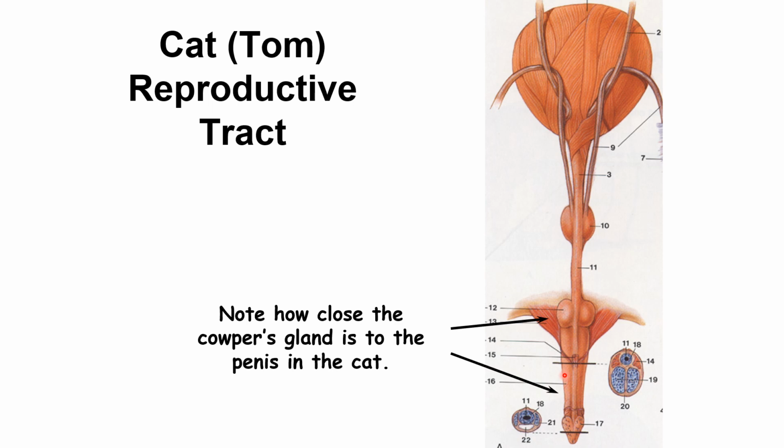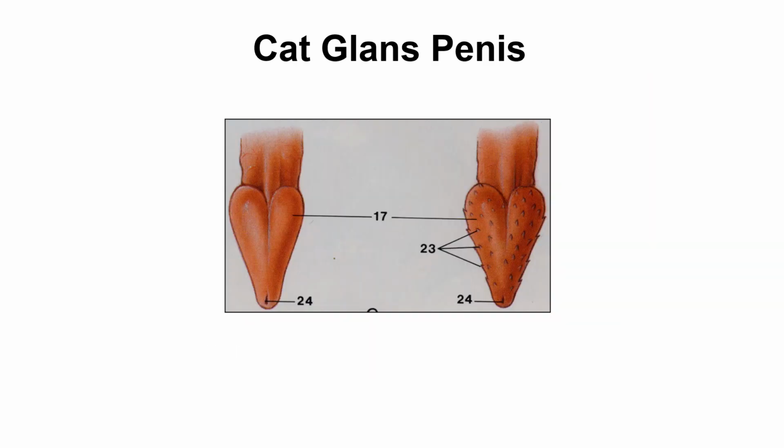So the penis for both cats and dogs can expand greatly in size during erection. The glans penis of the cat is covered with spines. So the spines become erect during the process of erection. The purpose of the spines is to stimulate the vagina during mating.